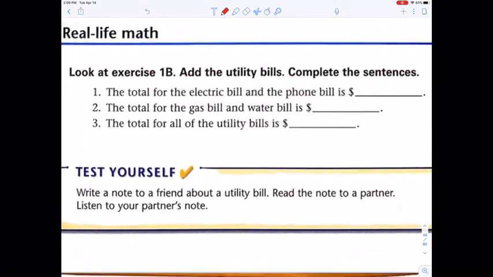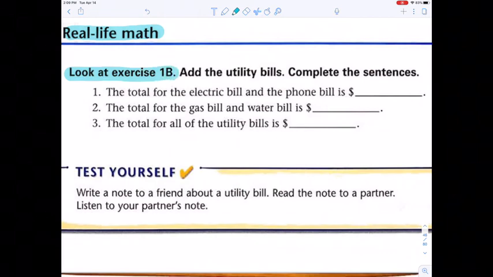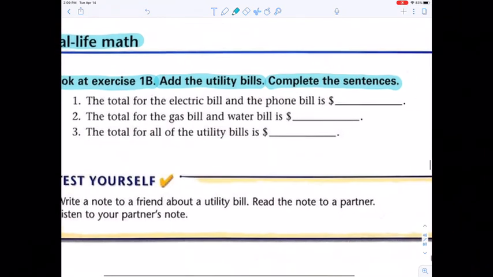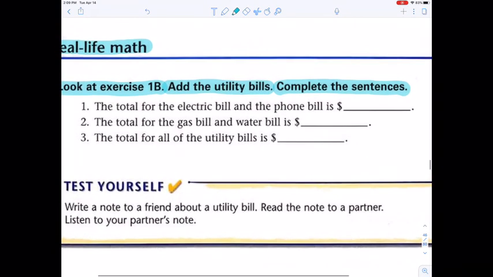If you'd like to, for your homework, you're welcome to do a little bit of real life math. So on Monday, we watched a video that I did about utilities. So go back to that video and look at the exercise 1B that's in the video from Monday. Add the utility bills and complete the sentences. So here's the sentences here. Let's practice reading and repeating and write them down in your notebook also.